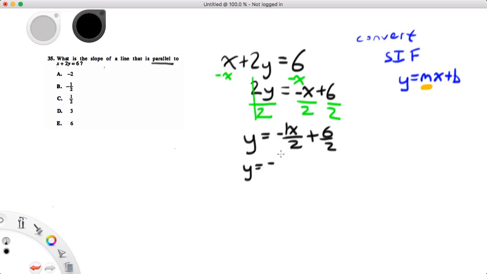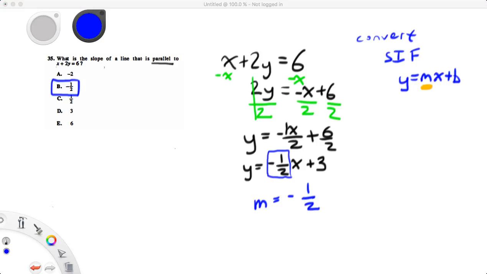Now, negative x over 2, that's weird. What the heck is that? Well, remember, when there's no coefficient, really there's a coefficient of 1. We just get rid of it because 1 times x is just x, and it's just really irritating to always write a 1 when all we need is the variable. So we end up with y equals negative 1/2 x plus, and then 6 divided by 2 is 3. So y equals negative 1/2 x plus 3. This is in slope-intercept form.